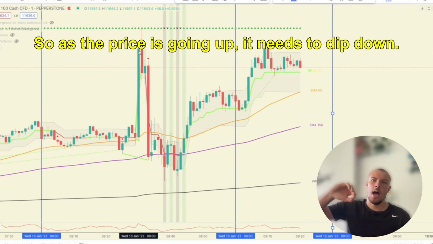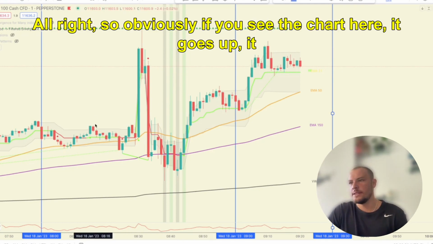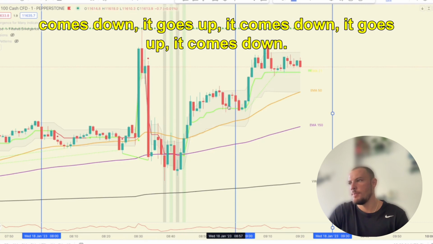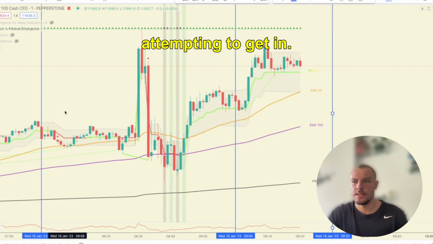As the price is going up, it needs to dip down, collect some revenue, some liquidity from people, and then it needs to continue back up, all right? So obviously, if you see the chart here, it goes up, it comes down, it goes up, it comes down, it goes up, it comes down. And when it goes down, before going back up, that's where we're attempting to get in.